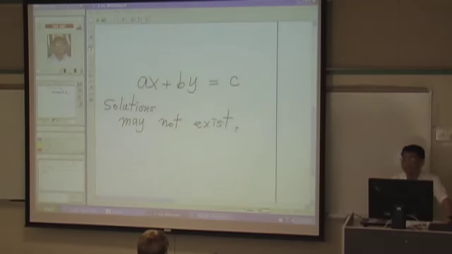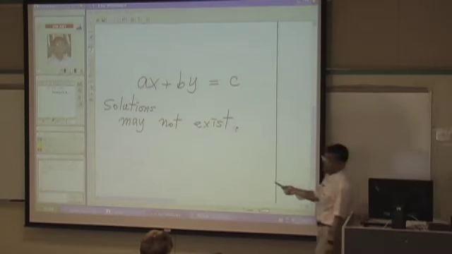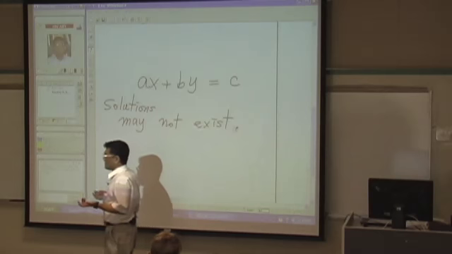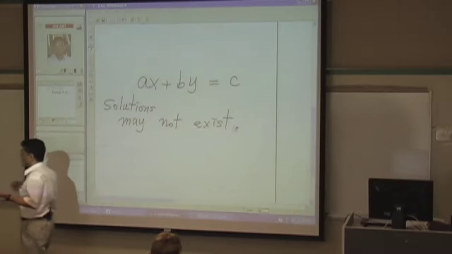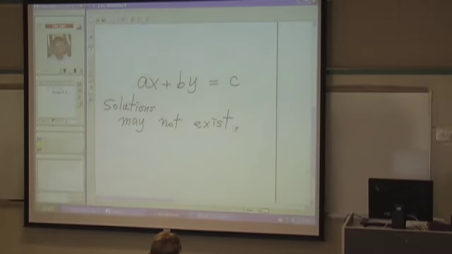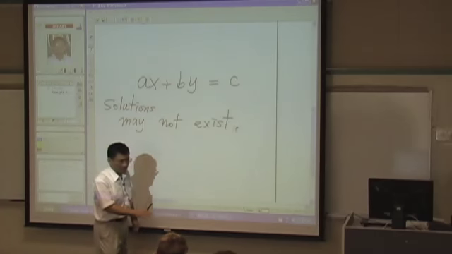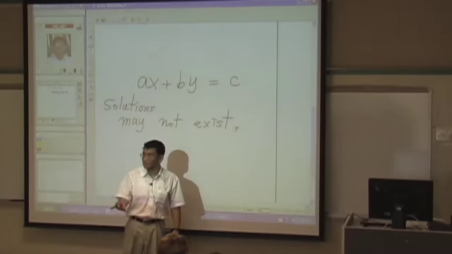So I want to exclude the bad case. You have a problem, but solutions may not exist. Then you wasted your time solving the problem, right? So I want to exclude the bad case, and then after excluding it, I will always assume that the solution exists.